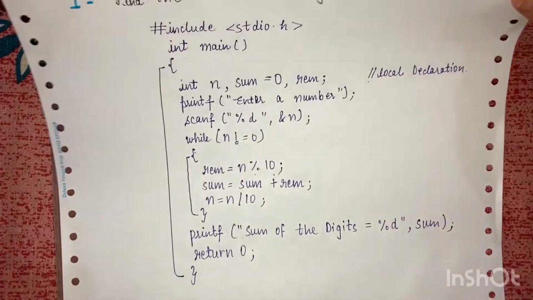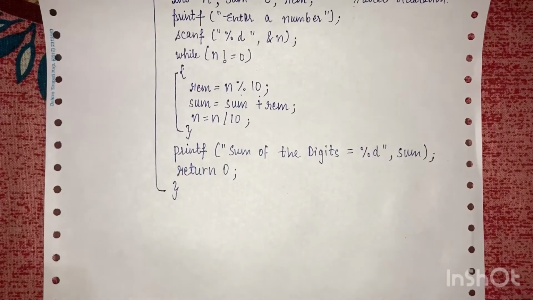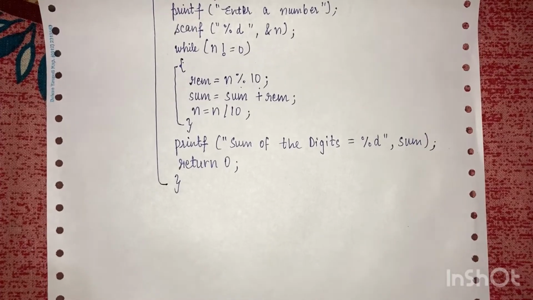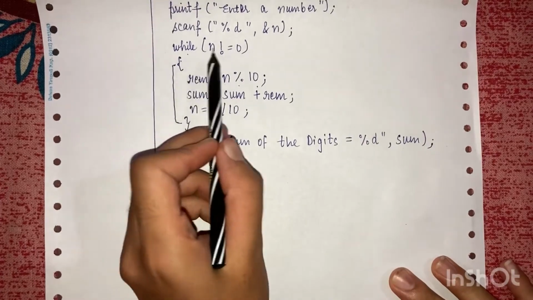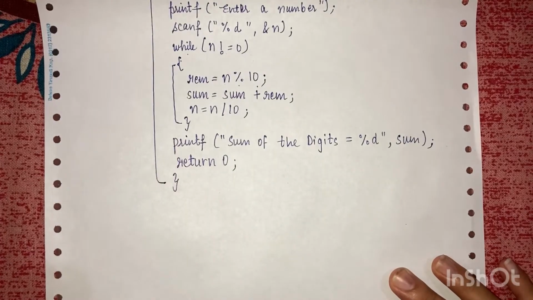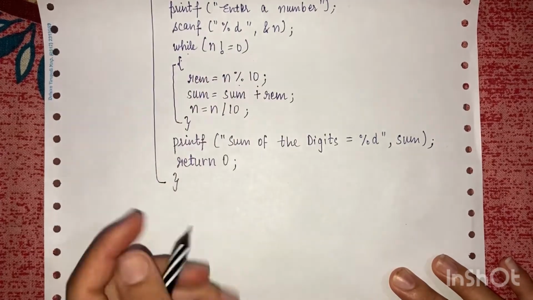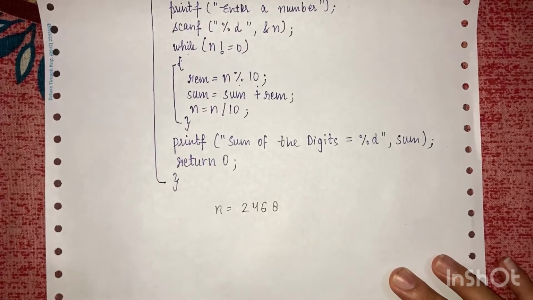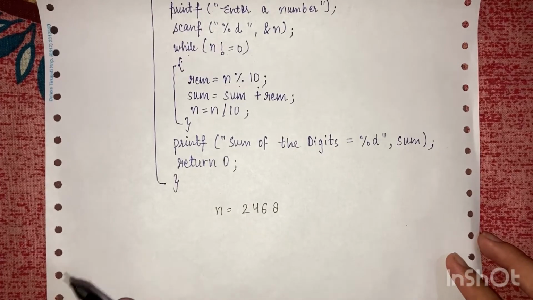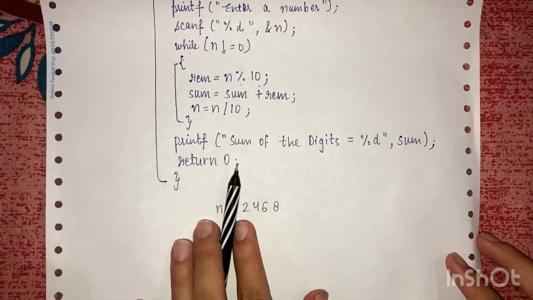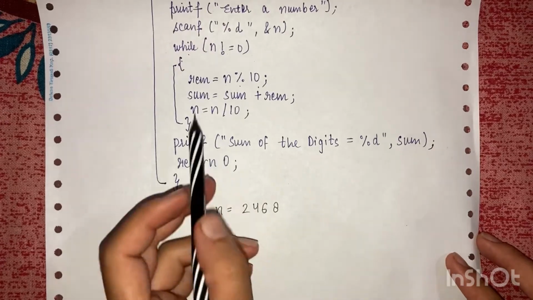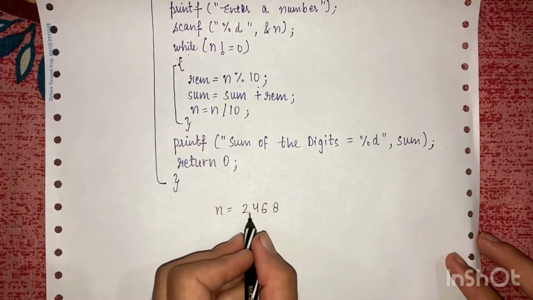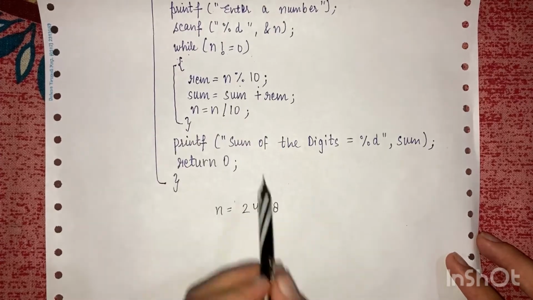So let's just discuss the dry run, how this code actually works. For that, we have taken here while n not equal to 0. Let's say for an example, the user has input the value of n equals 2468. Let us take a 4-digit number. It completely depends on the user how many digits the number has. Right now I'm inputting n equals 2468. So while n not equals to 0, that means 2468 should not be equal to 0. This condition is true initially.